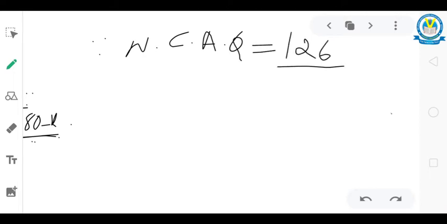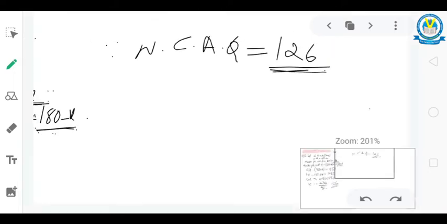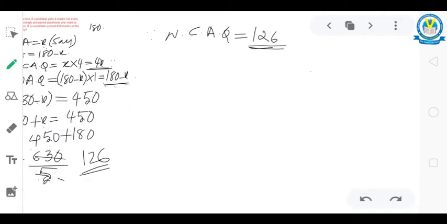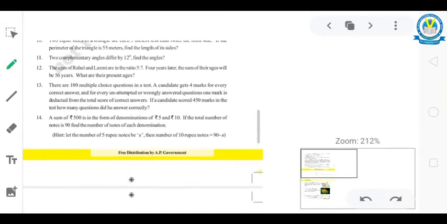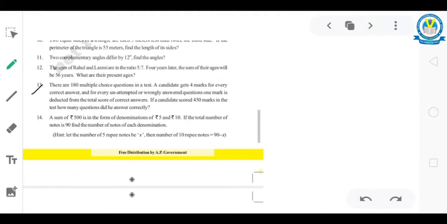Here what is our question? How many questions did he answer correctly? So the number of correctly answered questions equals 126. This is the answer. Okay, clear? Okay, students, the 13th one is complete.